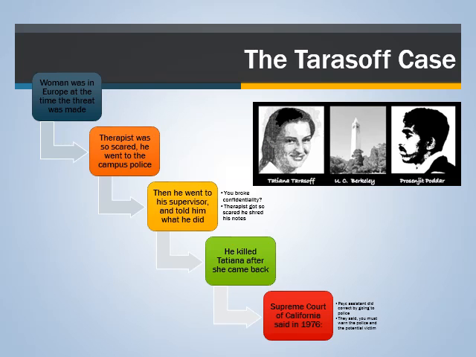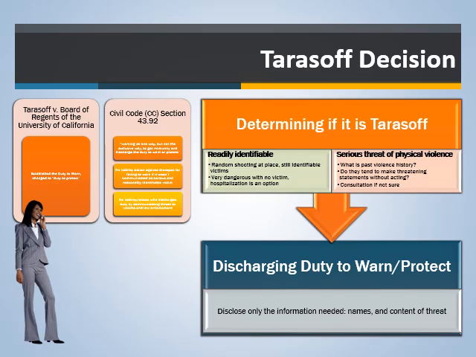So the Tarasoff case, this woman was in Europe, and this guy named Poddar said, I'm going to kill her. The therapist went to the police and his supervisor. The supervisor was mad that he did it. Nobody did anything. Poddar killed Tatiana when she came back, and the Supreme Court ended up saying that the therapist did the right thing, but you also need to warn the victim. So he was actually in trouble for not warning her.